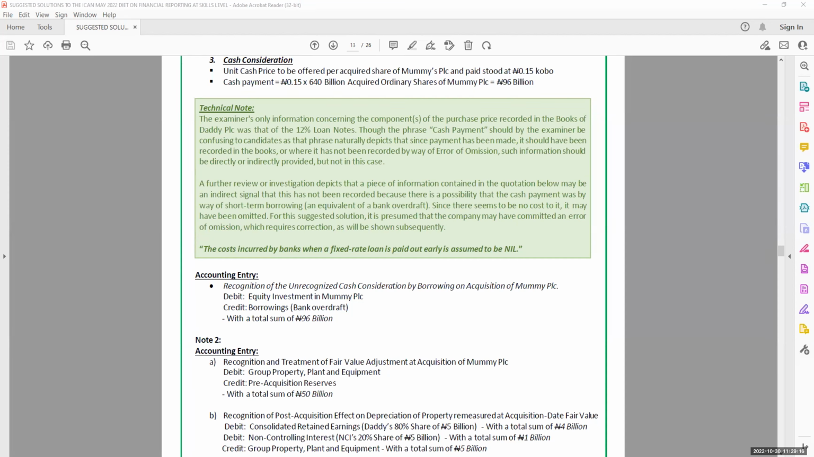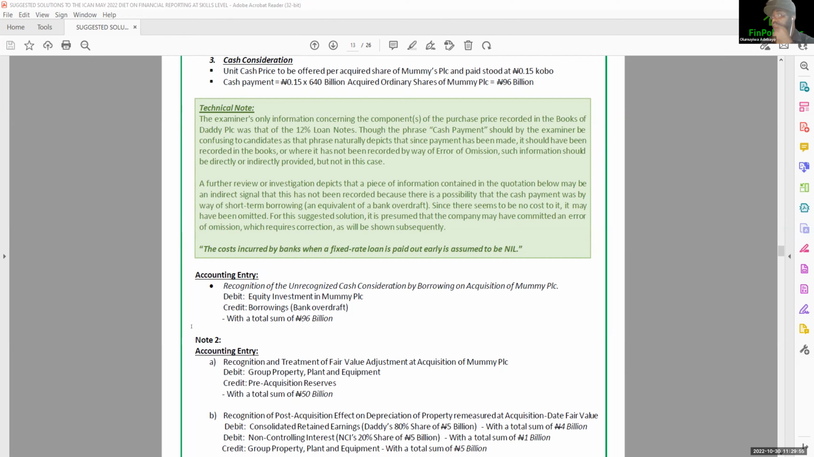A further review or investigation depicts that a piece of information contained in the quotation below may be an indirect signal that this has not been recorded because there is a possibility that the cash payment was by way of short-term borrowings. That is an equivalent of a bank overdraft. Since there seems to be no cost to it, it may have been omitted. For this suggested solution, it is presumed that the company may have committed an error of omission, which requires correction, as will be shown subsequently.